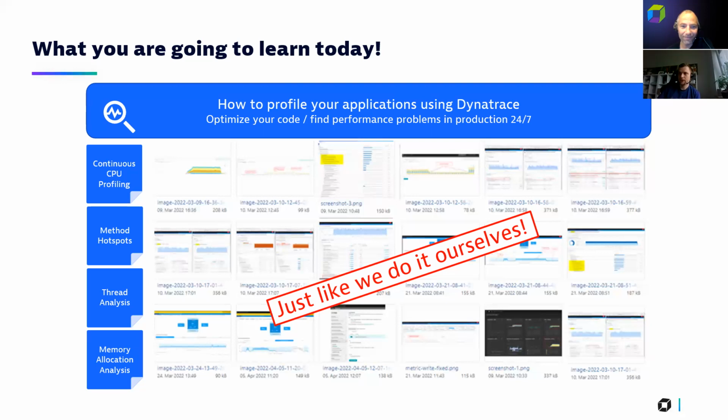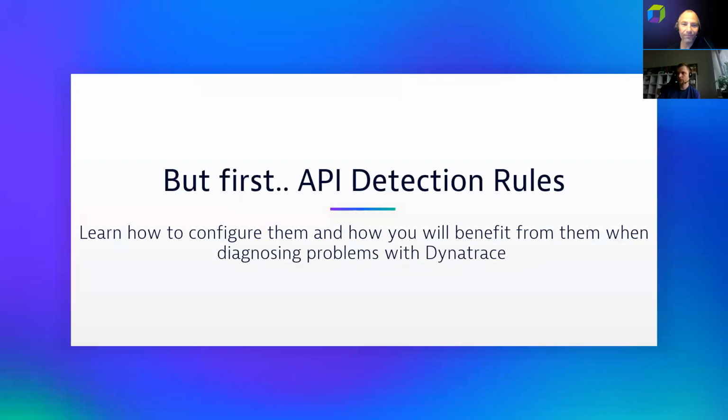All right, cool. Then let's dive into it. But first, I've got one slide where I want to show you something. It's a little bit of a hidden gem in Dynatrace, as many things are. It's the API detection rules, which is something you should have a look at when you want to use our profiling capabilities in Dynatrace, because it really enhances your experience.